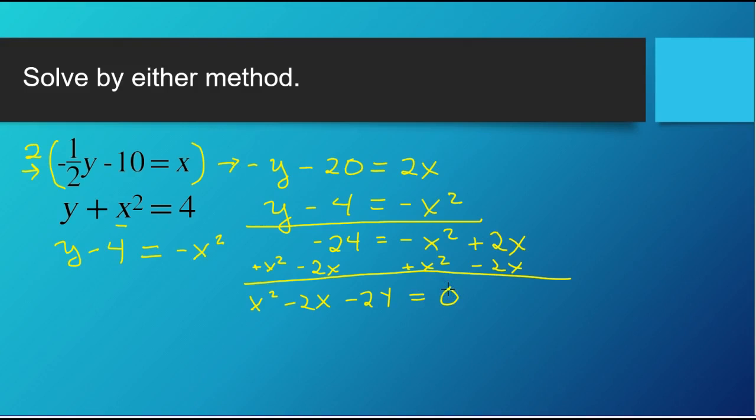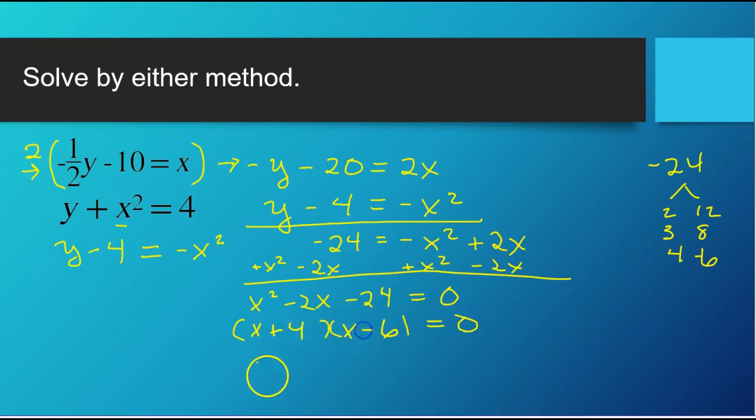And factors of negative 24 that add up to negative 2. Let's see. Negative 24, we've got 2 and 12. The difference isn't 2. We've got 3 and 8. The difference isn't 2. We've got 4 and 6. And so negative 6 and positive 4 will add up to negative 2 and multiply to be negative 24. So my factors are x plus 4 and x minus 6. So x equals negative 4 and x equals positive 6. And as before, I need to substitute those in.